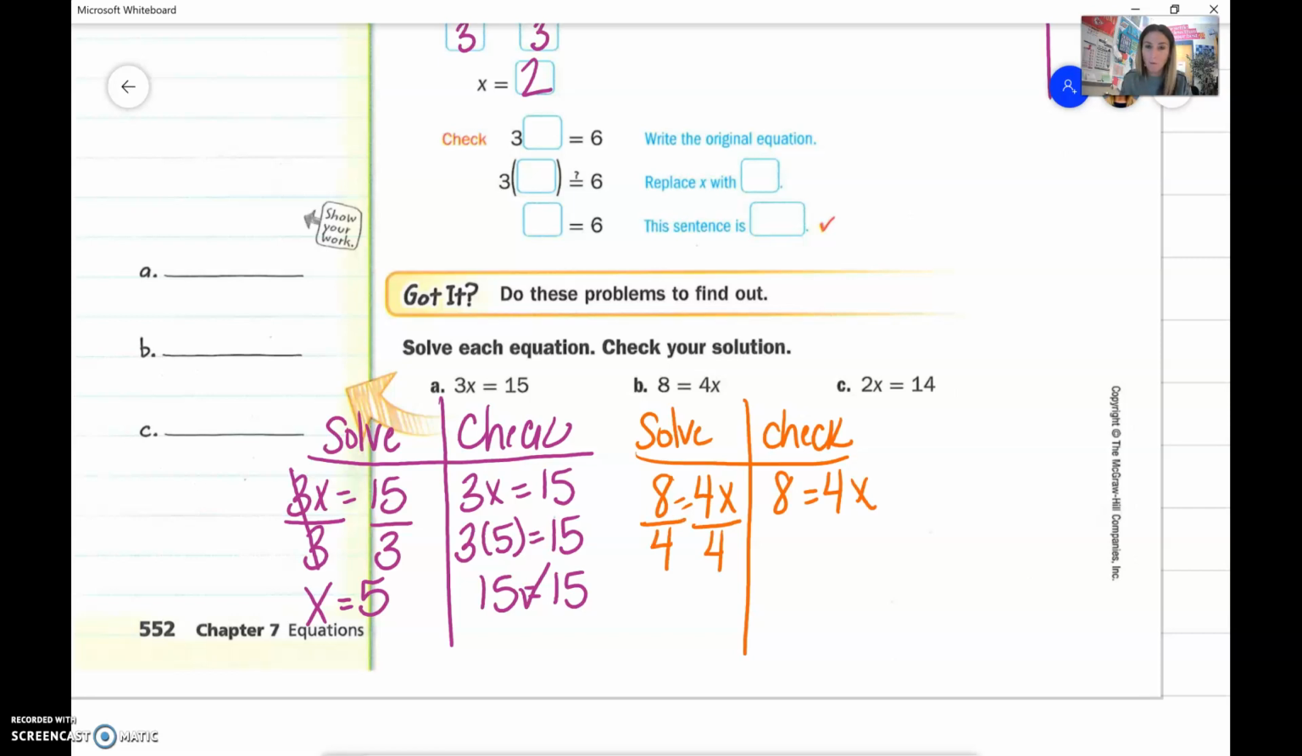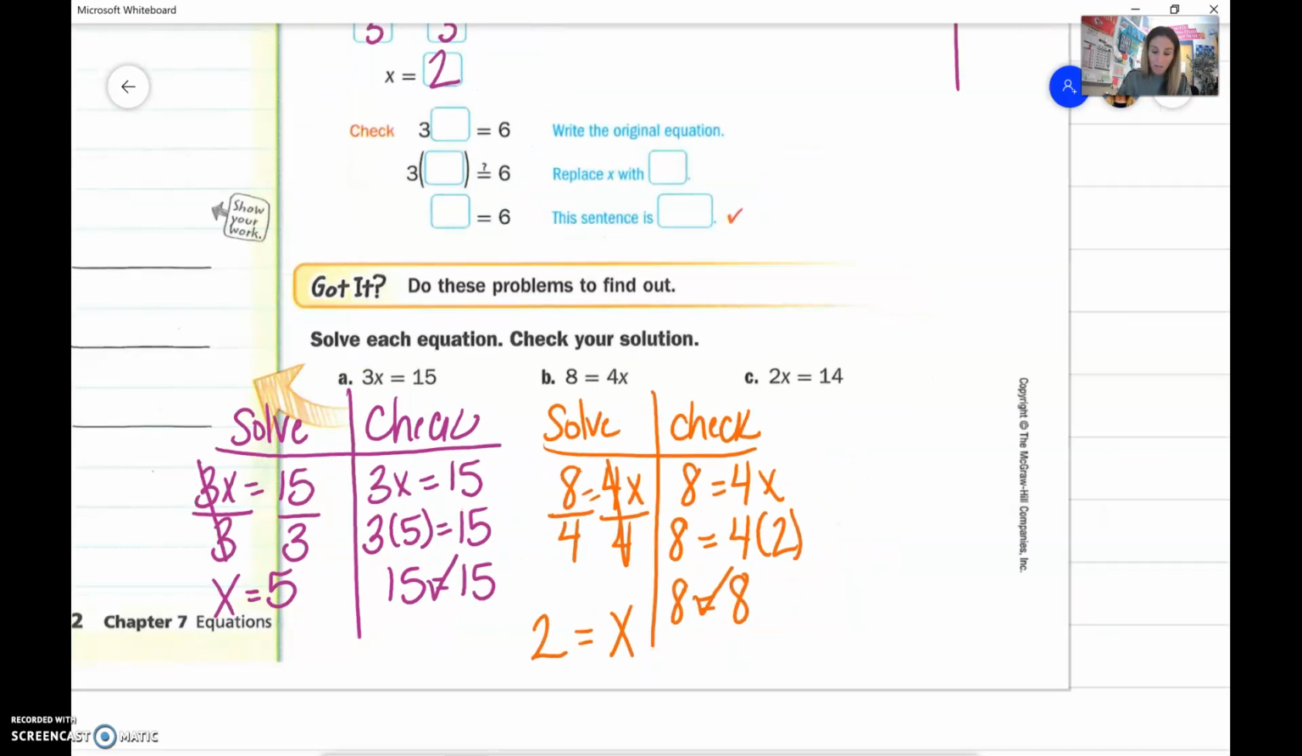I'm going to divide by 4. 4x divided by 4 leaves me with 1x, or just x. 8 divided by 4 is 2. So we believe that x is 2. Let's go back and check it. 8 equals 4x. Replace my x with 2, because that's what we think the answer is. 8 equals, what is 4 times 2? 8. Check. And let's do this last one.